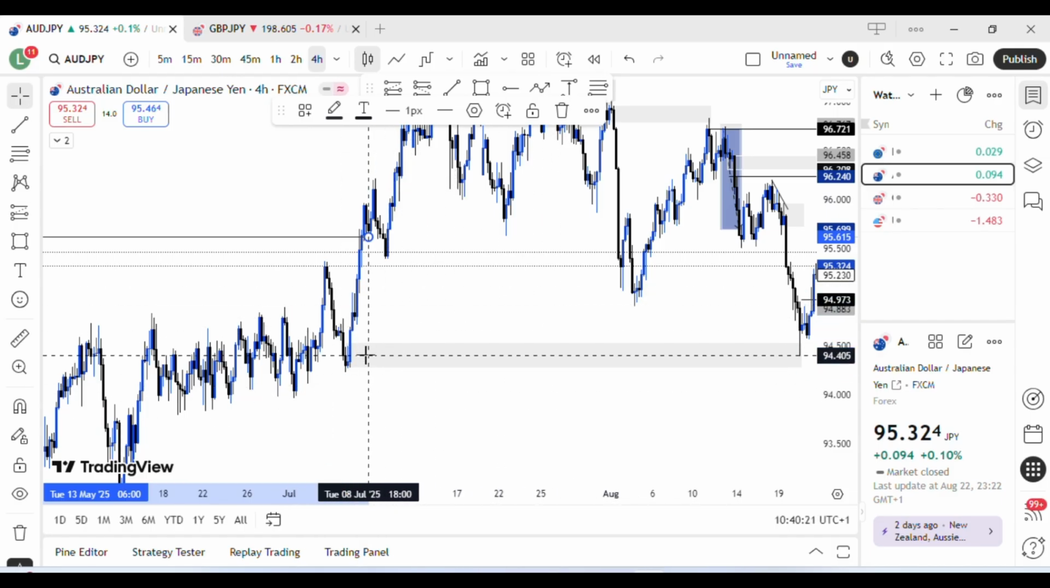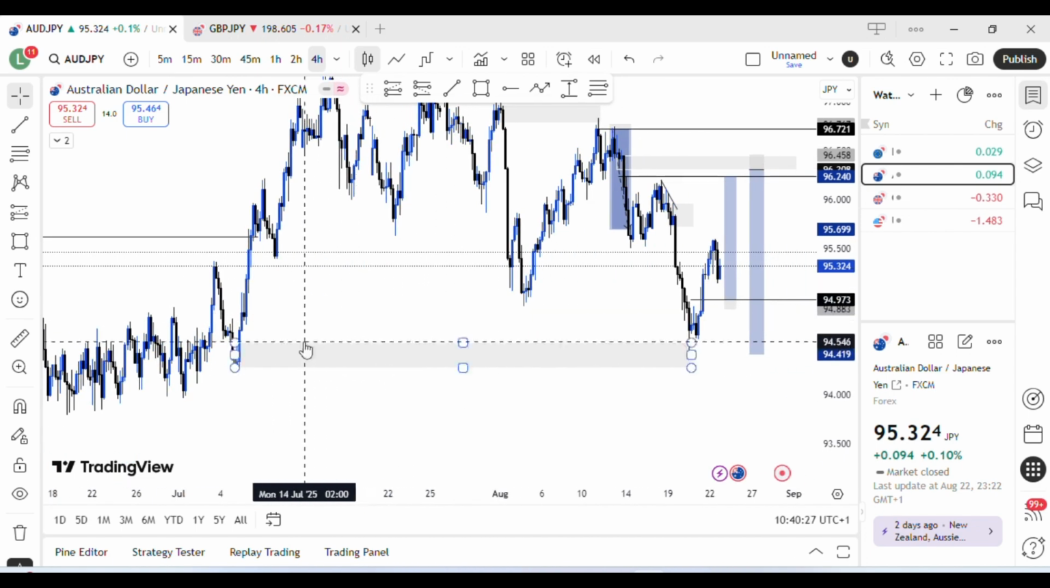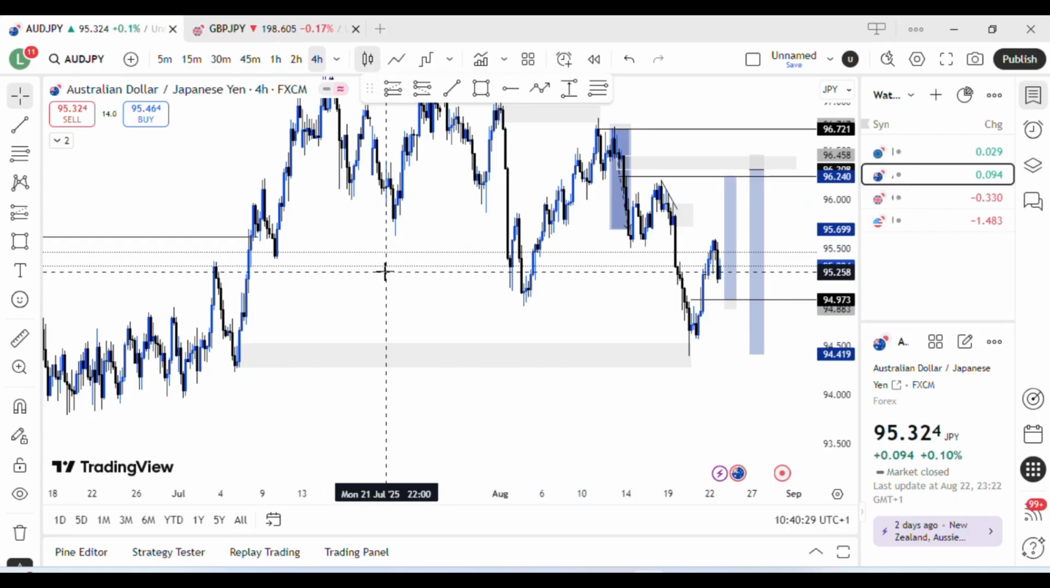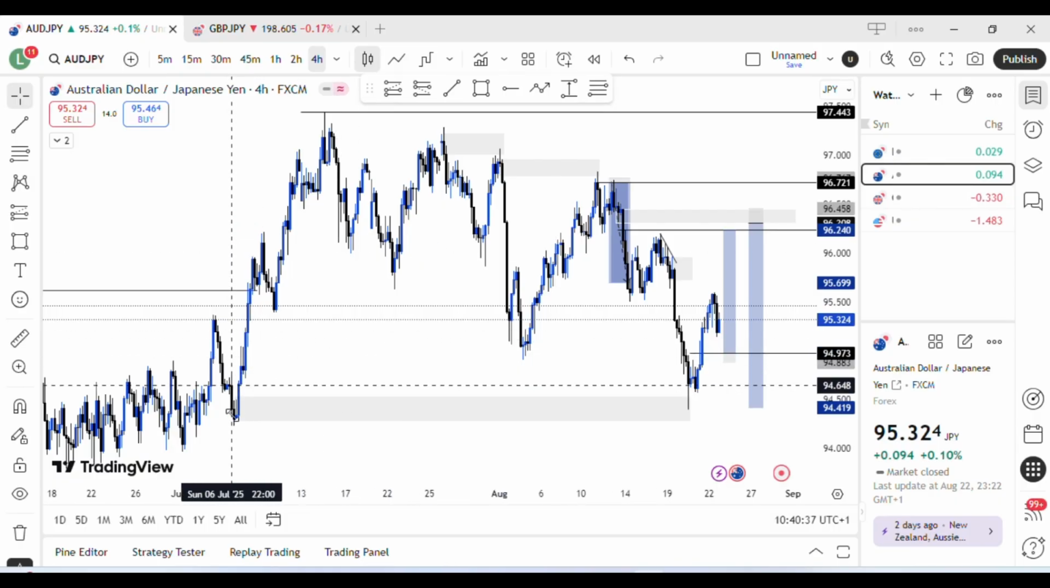Don't forget, this is the candlestick that pushed this market to the upside. That is the reason why I mark this candlestick. I know that later the market will still come back to the order block.